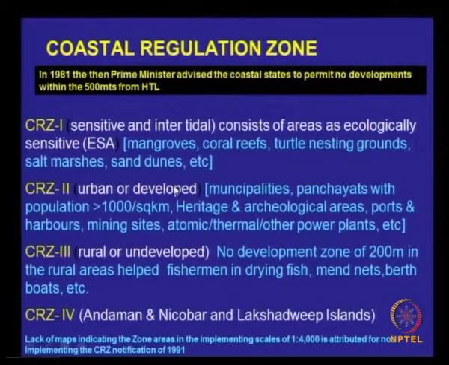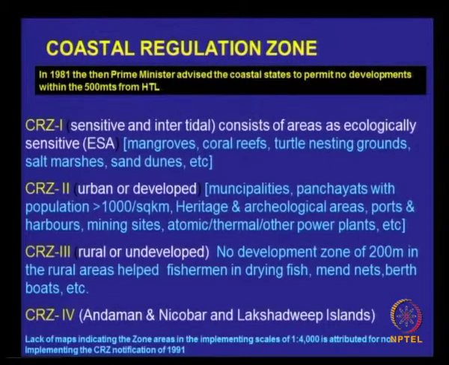CRZ2: urban or developed areas, municipalities, panchayats, etc. with population greater than 1000 per square kilometer, heritage and archaeological areas, ports, harbors, mining sites, atomic power plants, etc. All these come under CRZ2. CRZ3 is rural, undeveloped, with a no-development zone of 200 meters in the rural areas, which will help fishermen for drying their nets, fish, etc. And then finally, for islands they have CRZ4.